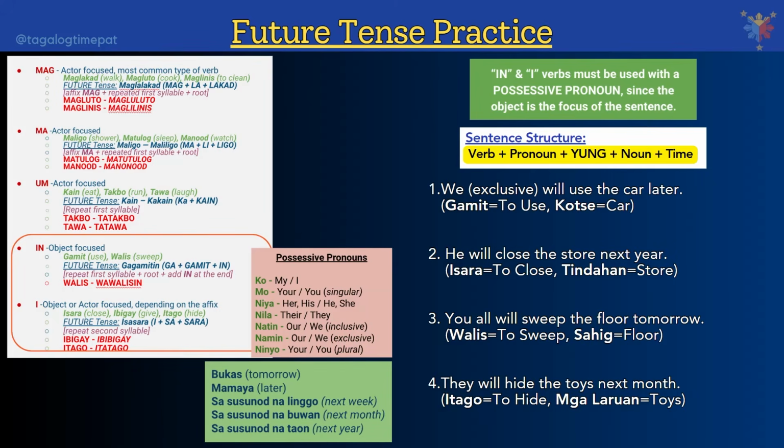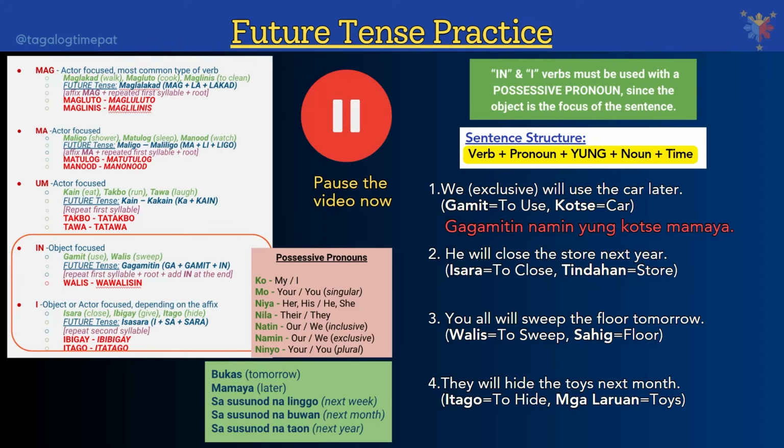Let's start with number 1. We exclusive will use the car later. Gamit means to use. Kotse means car. So let's take a look at the sentence structure. The verb should come first. So the future tense conjugation of gamit, let's take a look at in verbs. Repeat the first syllable, then it's the root, then you add in at the end. So it would be gagamitin. Then it's we exclusive, namin, yung kotse mamaya. Gagamitin namin yung kotse mamaya.